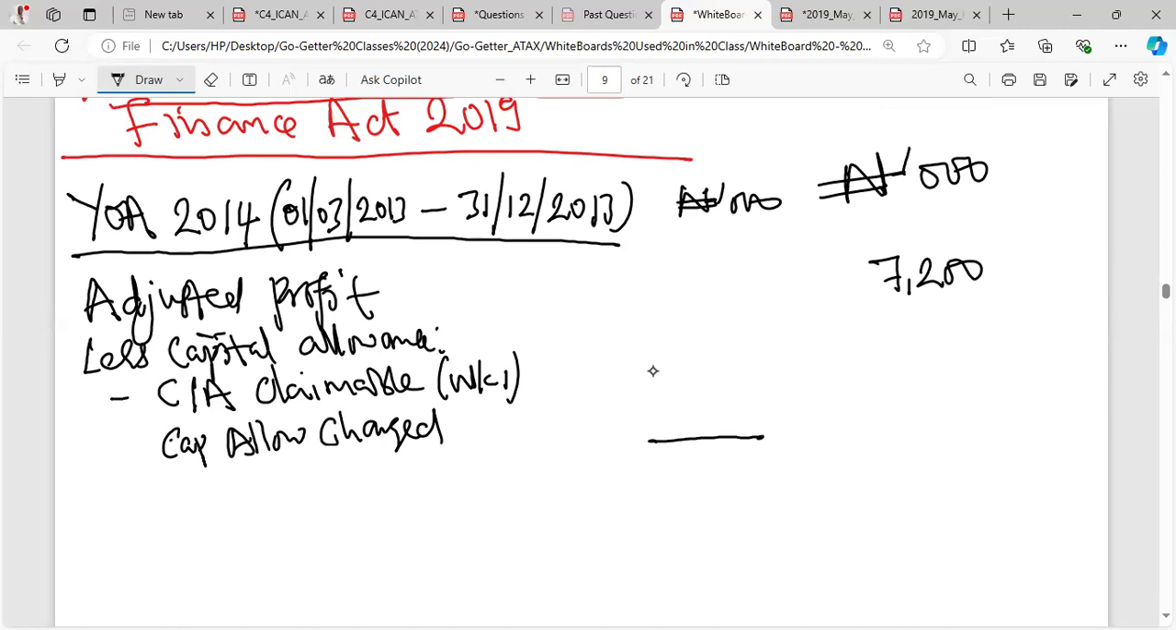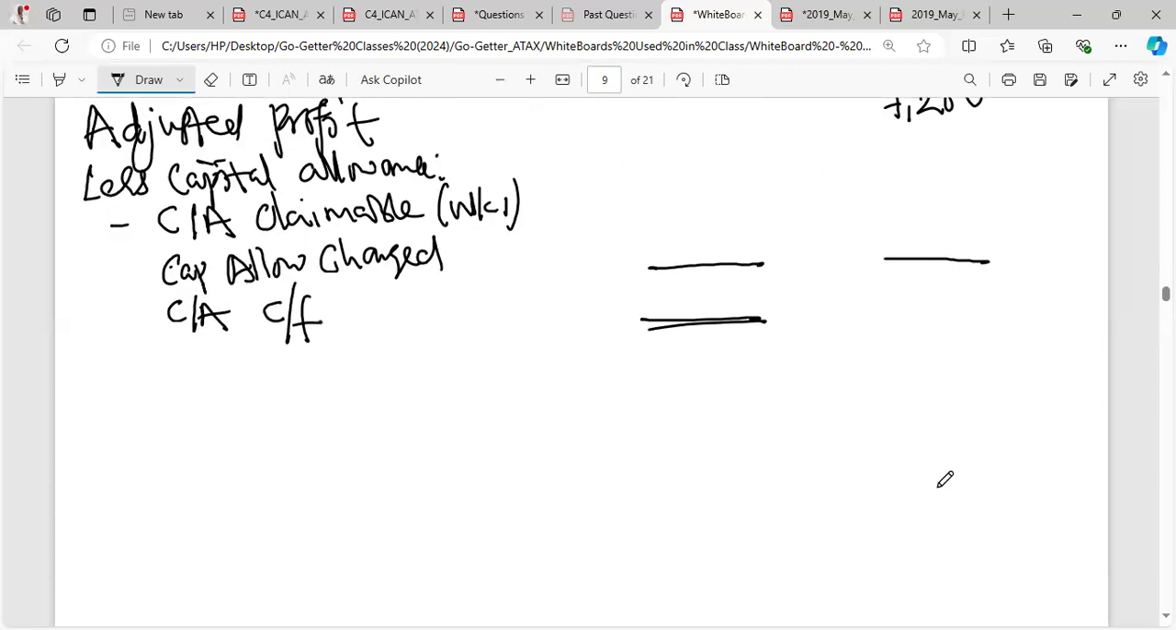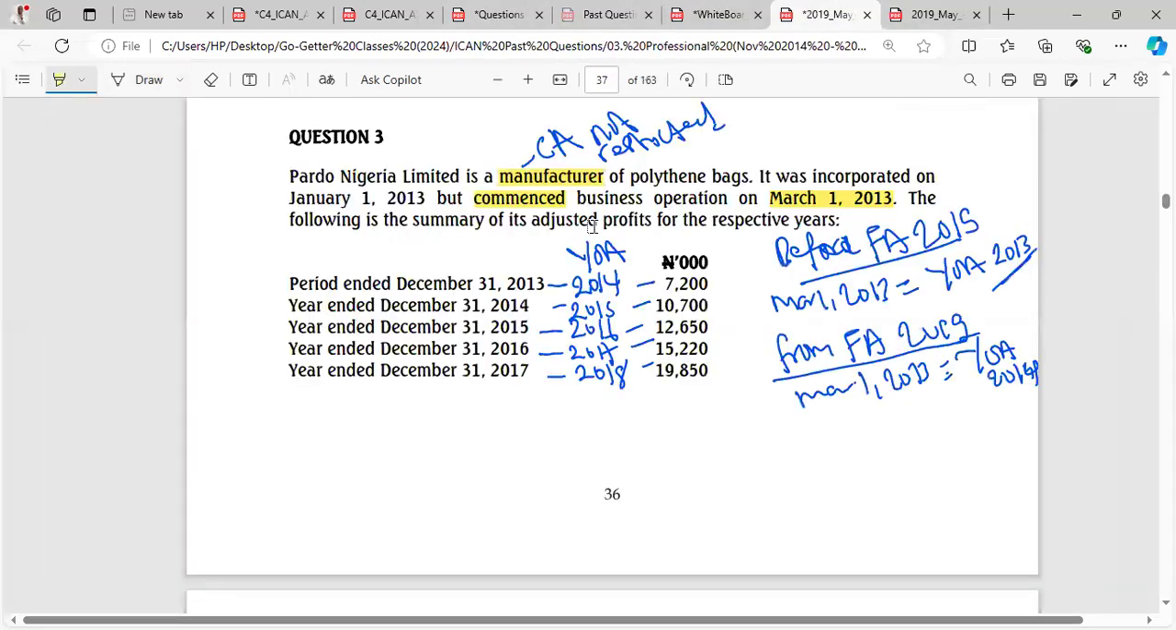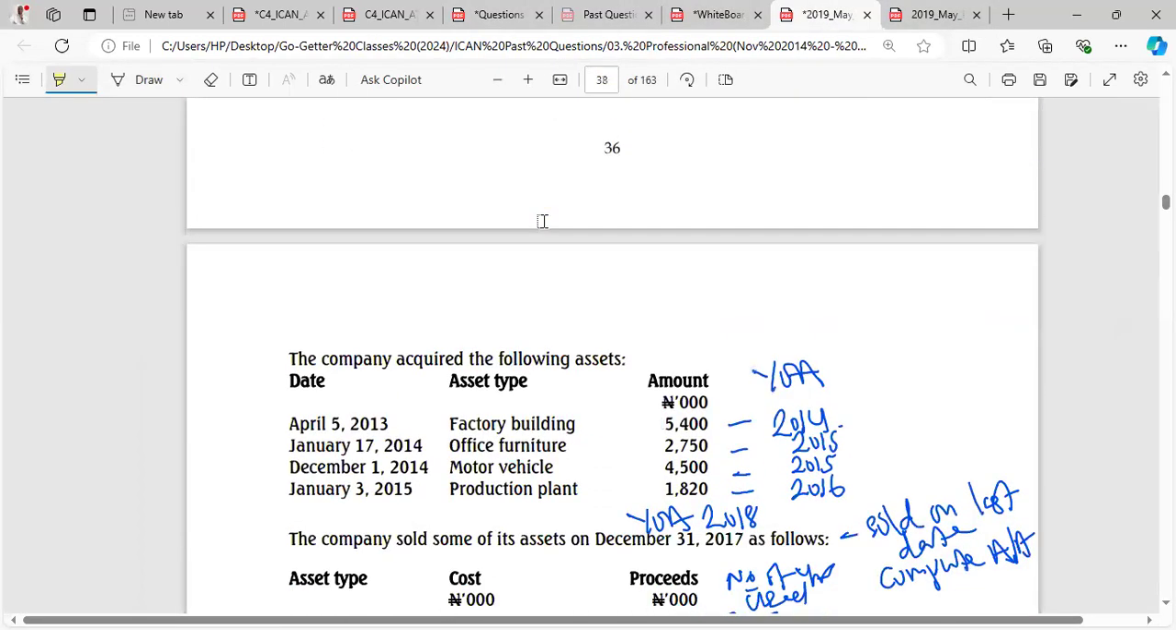After that, there will be a line. Then there will also be a line here. Then we will say capital allowance carried forward. So this is what will be carried forward if there is any. Then we will have our taxable profit to be here. Then we will say CIT at 30% of taxable profit.